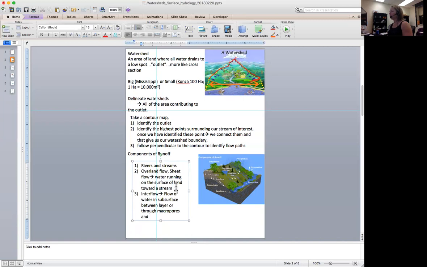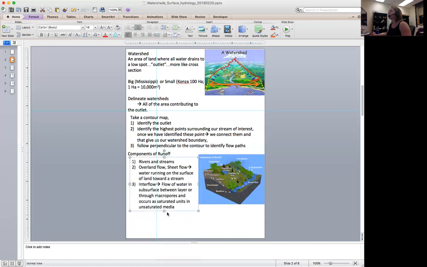And it occurs as saturated units in unsaturated kind of media. So what I mean by that is that you have the whole vadose zone is not saturated, but remember that's that kind of soil zone, but specific units within it might be, so areas of that discontinuity.